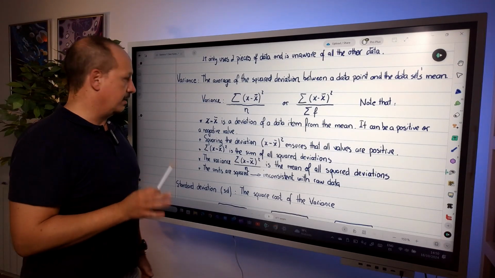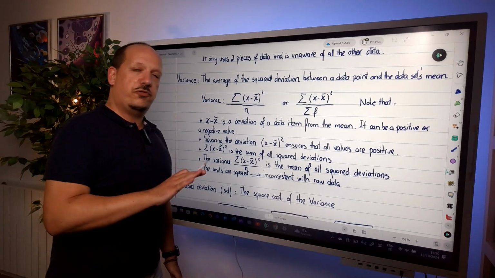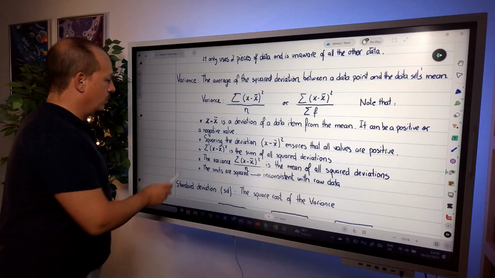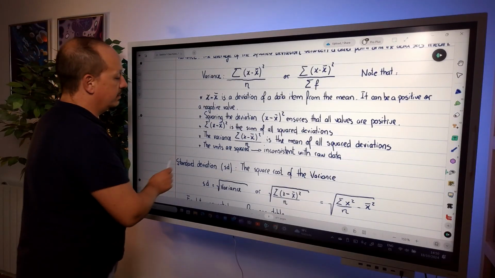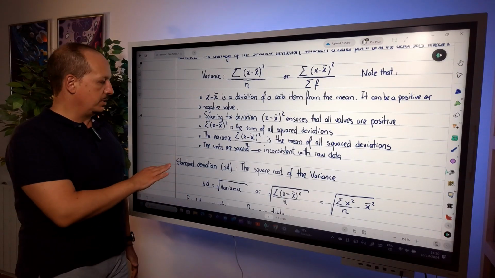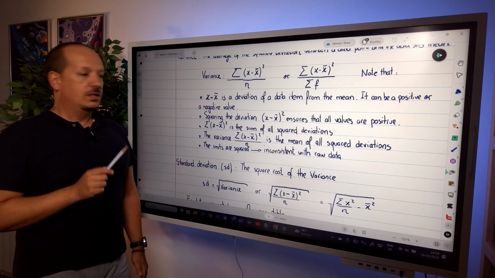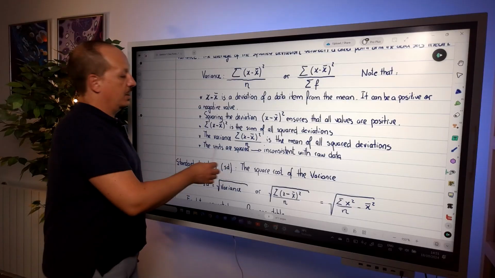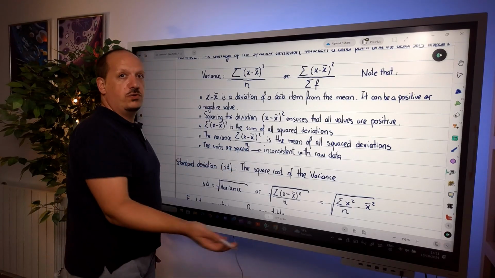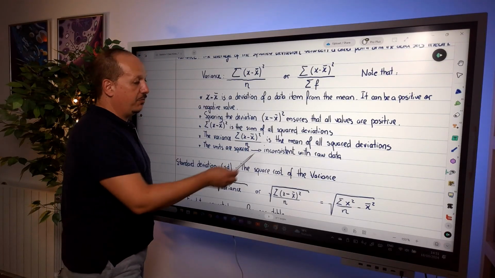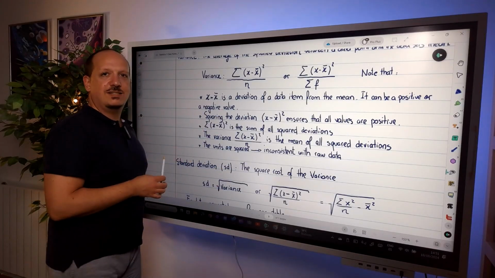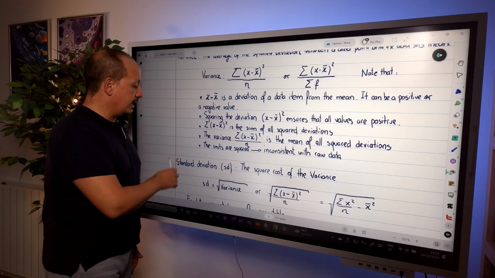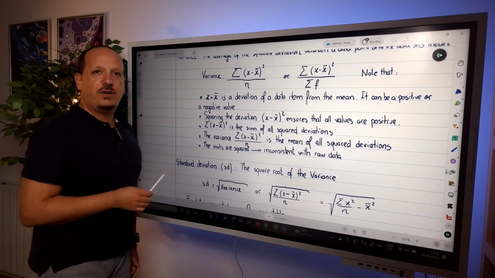To fix this inconsistency, we now have the standard deviation, and this is the most important value that you are going to work with. What is the standard deviation? It's just the square root of this. Because if the units are squared, if you square root that, you have the units the same as the raw data. That's why we use the standard deviation more than the variance.